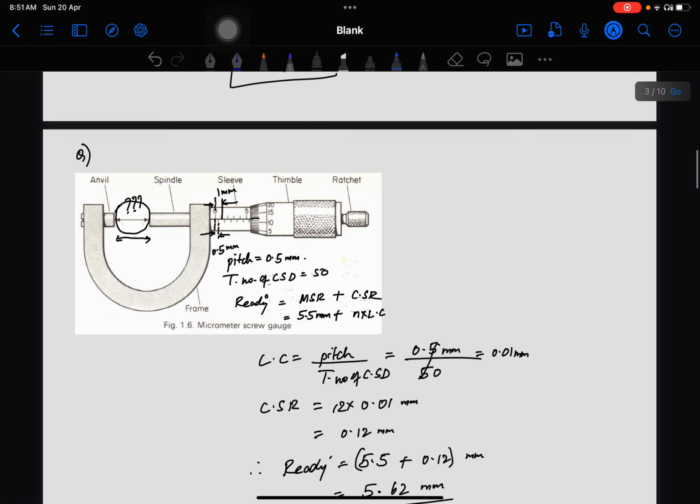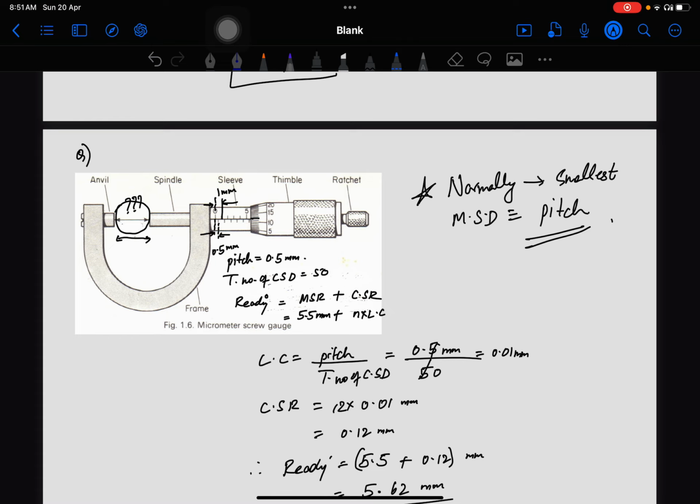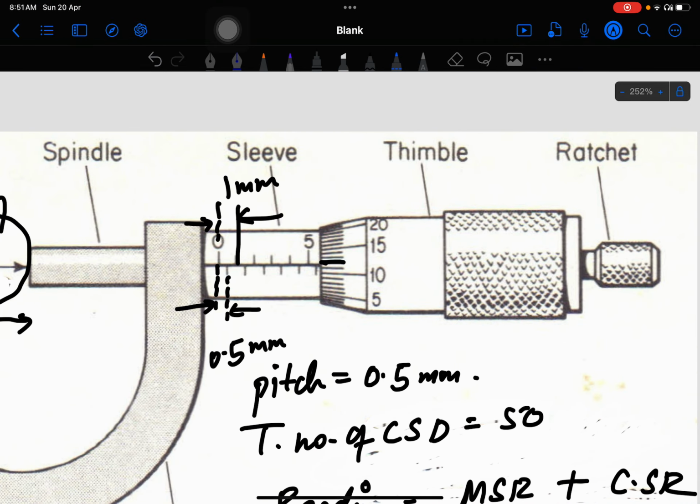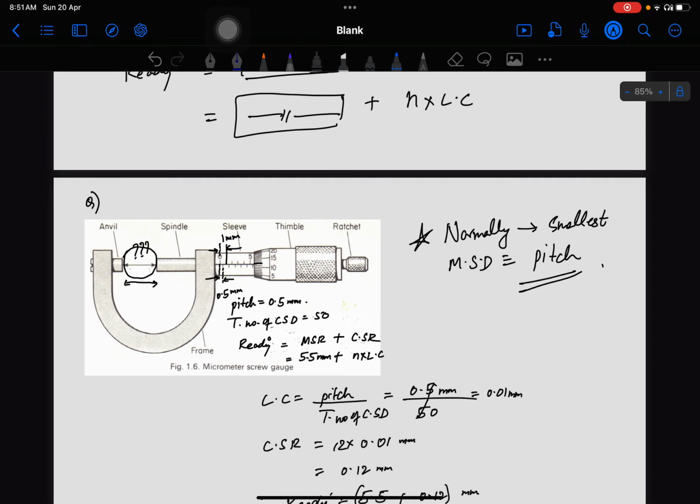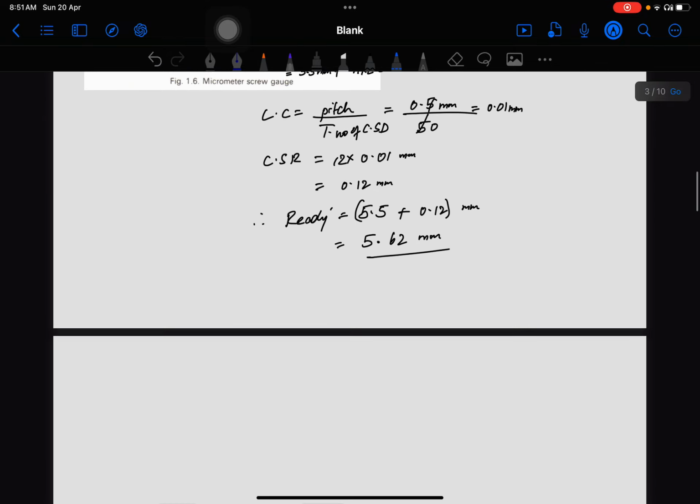Now this part I think is clear, no doubts are there, right? See, normally the smallest main scale division itself is the pitch. Normally, not always, right? In this case, it is true. So 0.5 mm is the pitch, not 1 mm. And over here, as you can see, this is the data given. Okay, this is done.